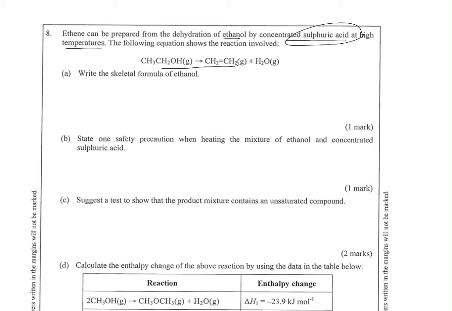Okay, write the skeletal formula of the ethanol. We know ethanol is CH3CH2OH, so just draw a skeletal formula. One carbon here, another carbon here. So two carbons: this end point is CH3 and this point is CH2, because it contains two more bonds. Each carbon contains four bonds, remember that. So this is the skeletal formula of ethanol.